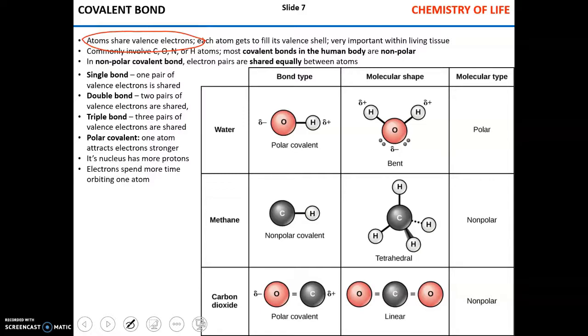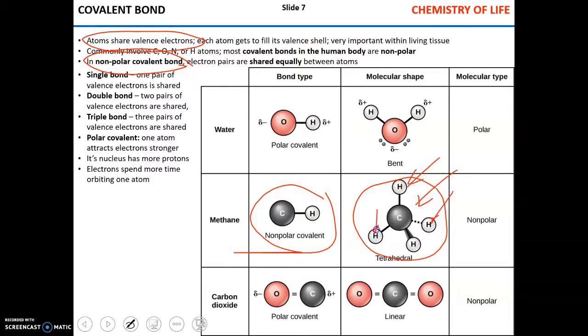So let's take a look at nonpolar covalent bond first. In a nonpolar covalent bond, the electrons are equally shared between 2 atoms. For instance, in a molecule of methane, the electrons are equally shared between the atom of carbon and atoms of hydrogen. Okay? When 1 pair of valence electrons is shared, like in a molecule of methane or in a molecule of hydrogen, that will constitute a single bond.